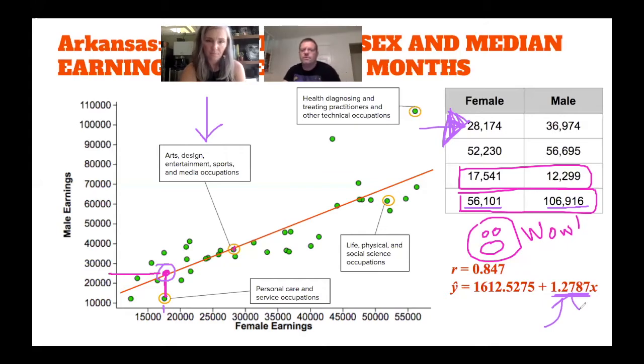Do we want to talk about the y-intercept at all? We could. By the way, just looking at the y-intercept there, what does that mean? That means if you were earning nothing, you'd still be making $1,600.